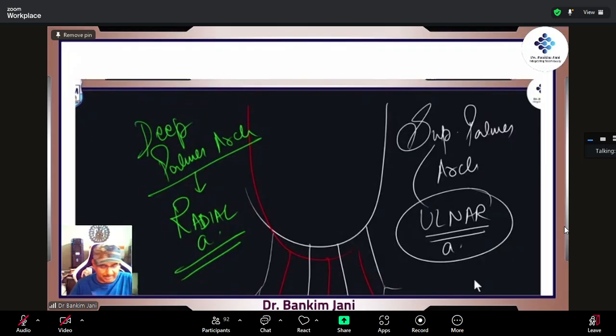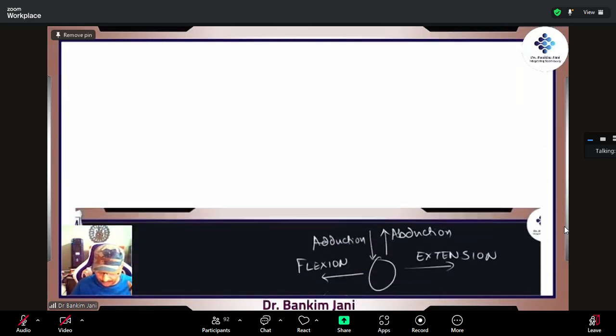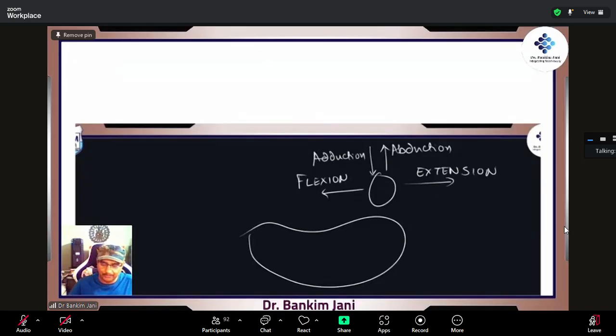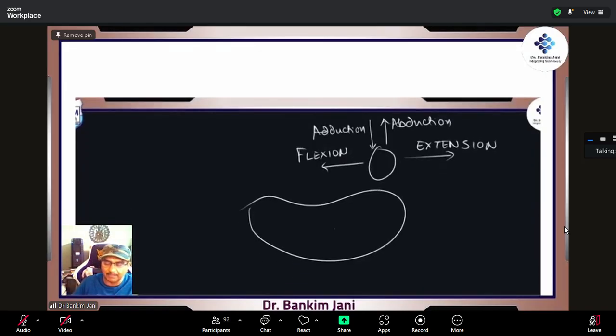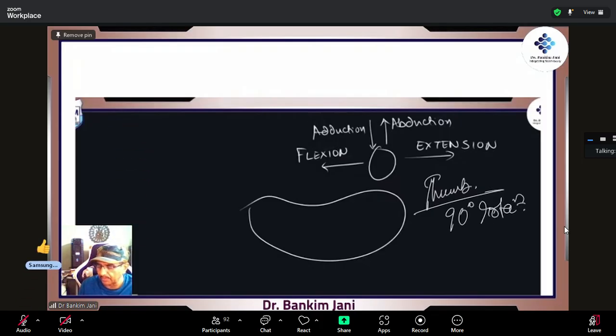Superficial palmar arch, deep palmar arch, radial, ulnar, all known. Then comes the thumb, which you will also know. This is the thumb, which is rotated at 90 degrees. So flexion, extension, and abduction, adduction. So this is regarding the thumb: 90-degree rotation of axis. This is the advantage to humans because then you can grip. Because of this, you can really write and do so many creative things.